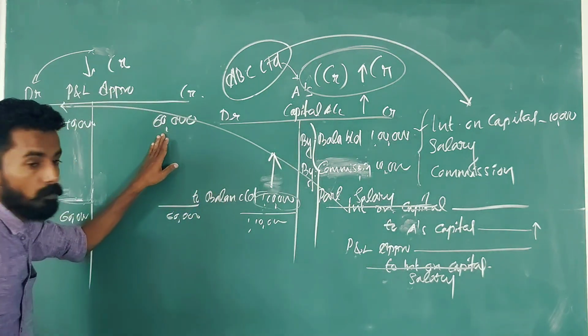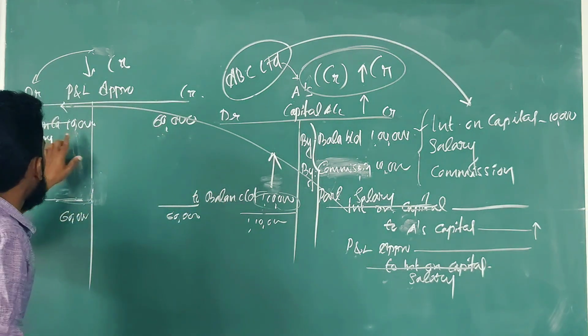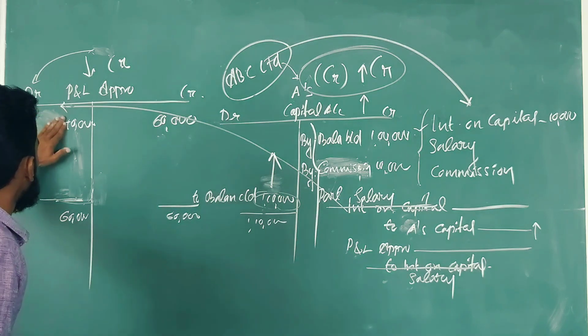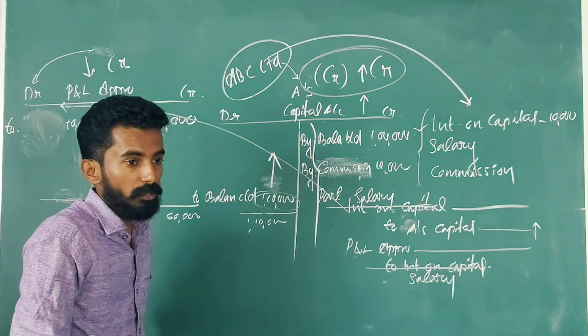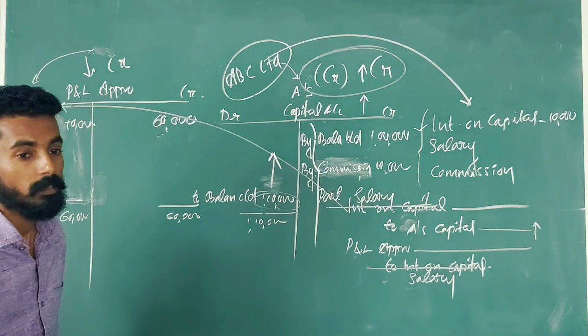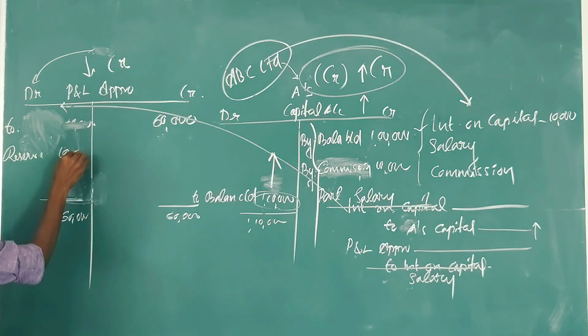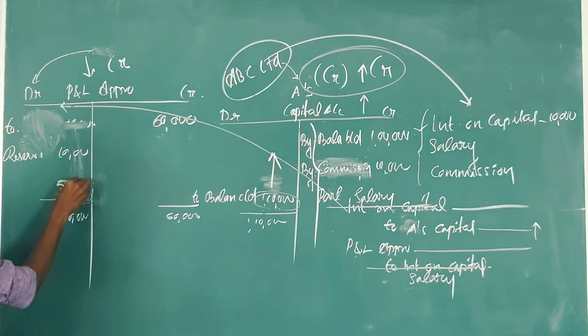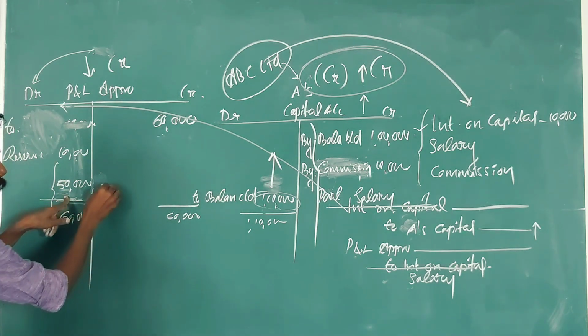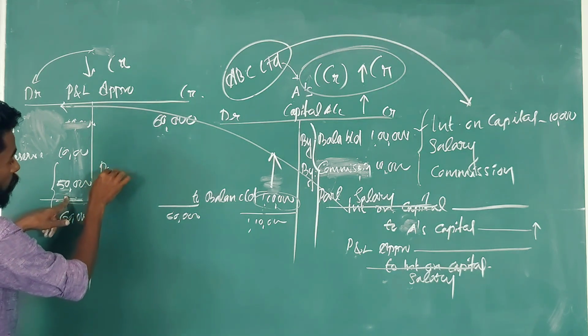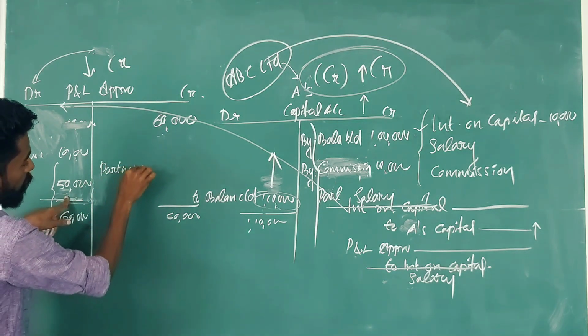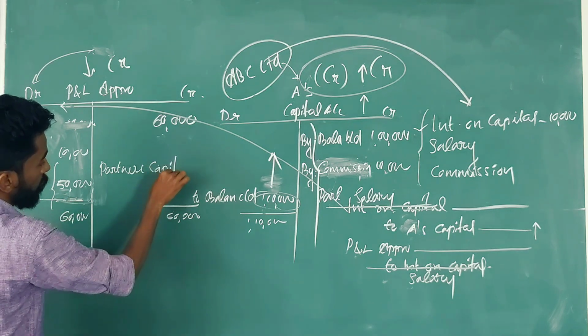Suppose I got 60,000 rupees profit. I am going to keep 10,000 rupees as my reserve in the business. So what will be the remaining profit? 50,000. So here you can write reserve 10,000. Same amount I am writing, 10,000. So the balance is 50,000. What are we going to do with this remaining 50,000? We are going to transfer it into partners capital account.